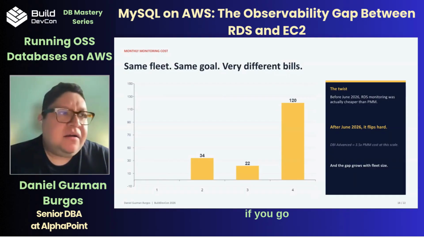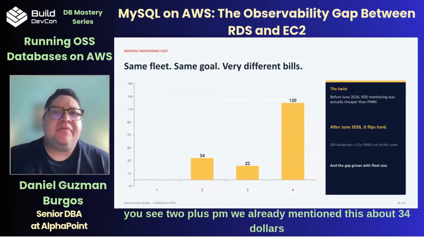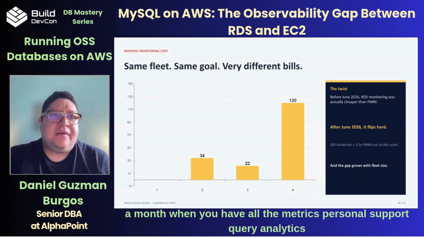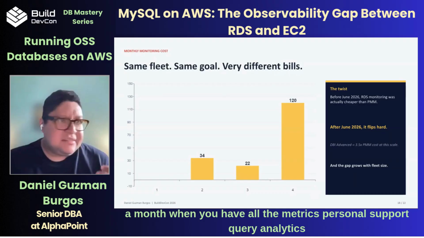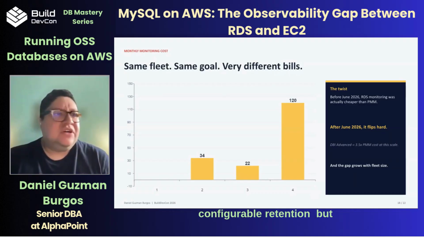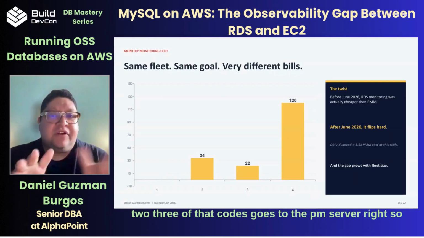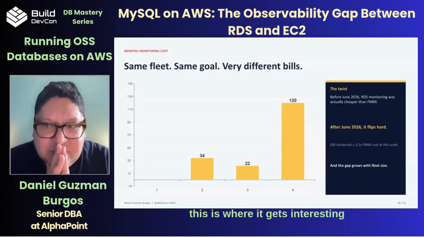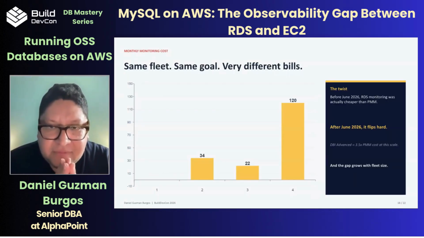If you go EC2 plus PMM, we already mentioned this, about $34 a month, where you have all the metrics, percentile support, query analytics, configurable retention, but 2/3 of that cost goes to the PMM server, right? So this is where it gets interesting.